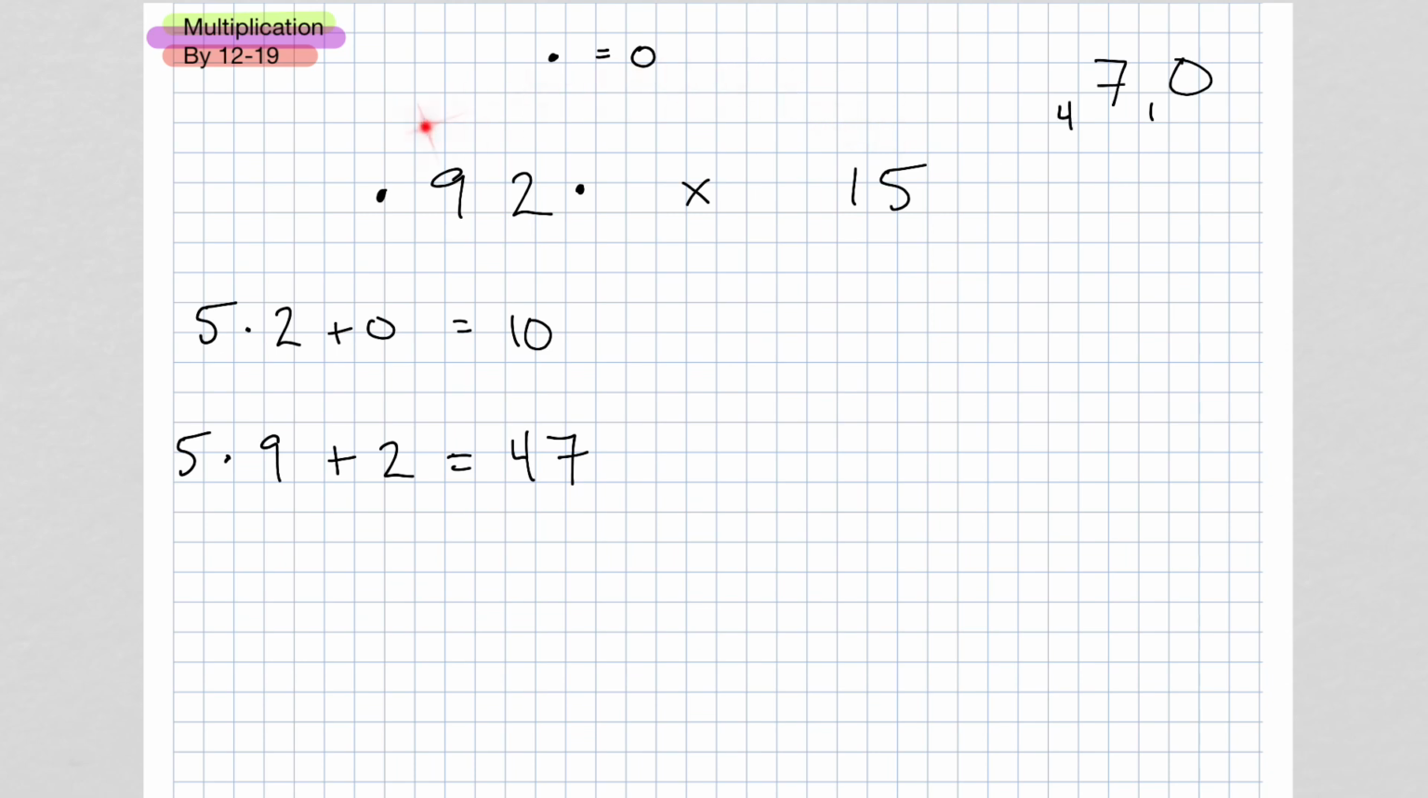Next, we're going to say 5 times 0 plus 9. Okay, 5 times 0 is 0. 0 and 9 give us 9. So bringing that up here to our answer, 9.